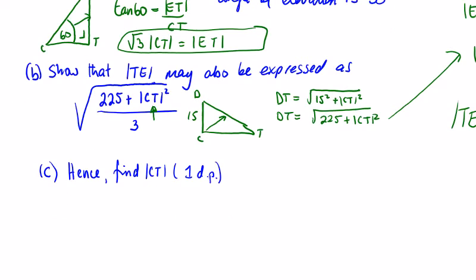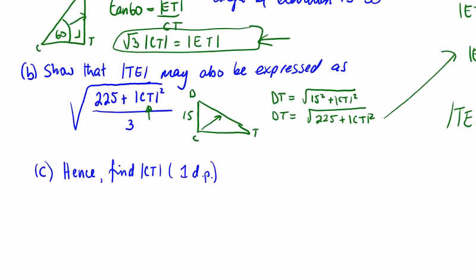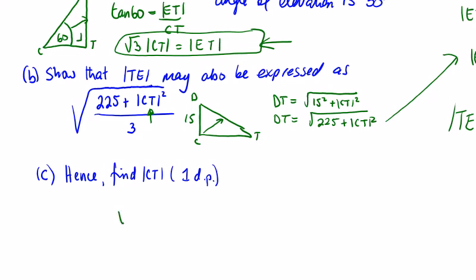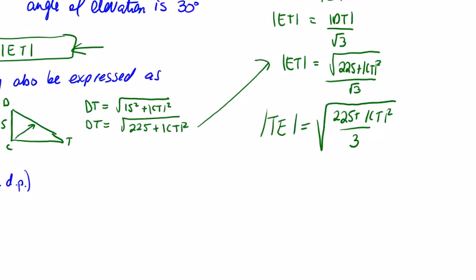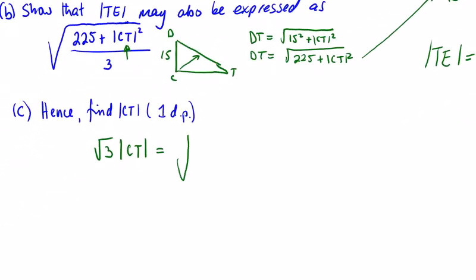Part C of this question, you're asked to hence find CT correct to one decimal place. So we have two values for CT. We have this one here. We have two values for ET or TE, which both have CT in them. So we can say that root 3 CT is equal to our other value for TE, this guy here, the square root of 225 plus CT squared over 3.